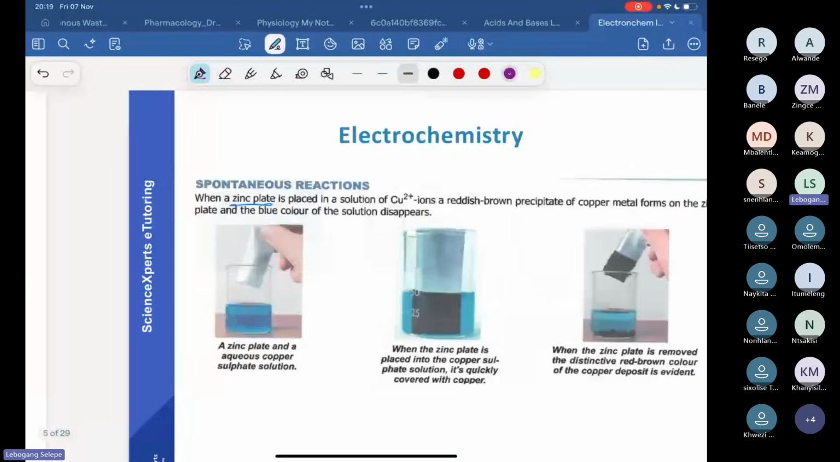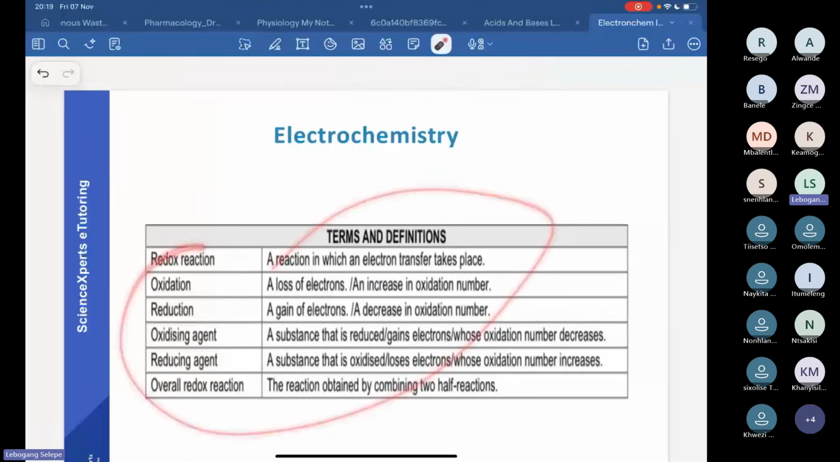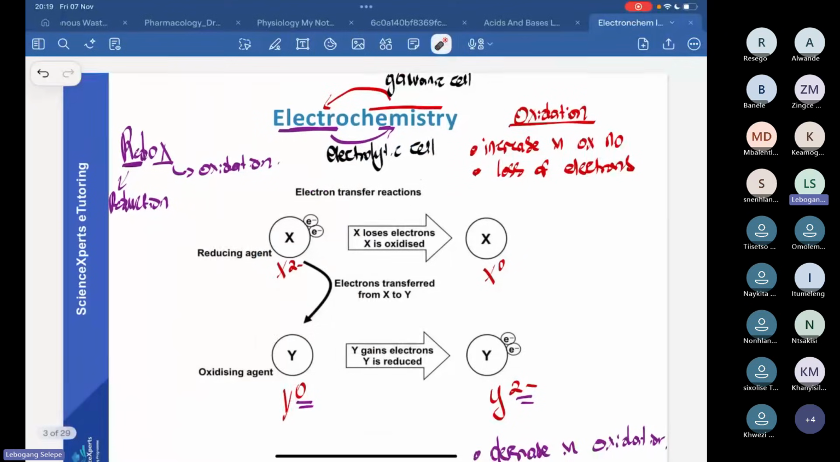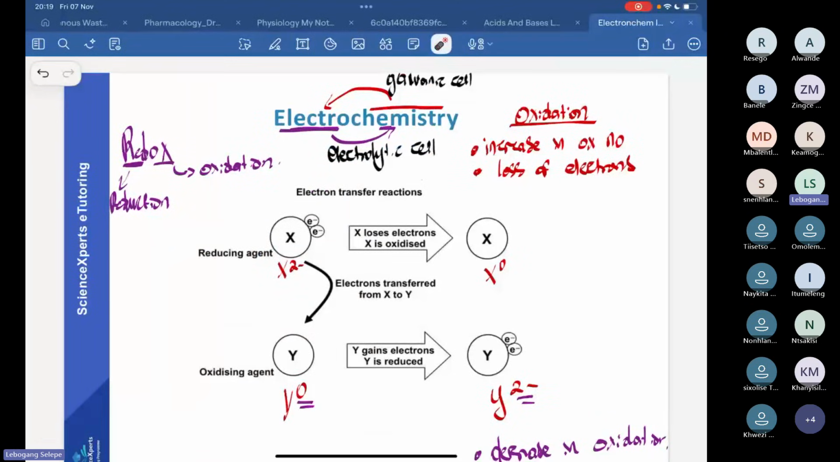Now, these are the important terms and definitions you need to know. I think we already spoke about them, but we haven't spoken about agents. A substance that has been oxidized, we call it a reducing agent. Remember, when you are an agent, you are an agent to something else. So this reducing agent is not reducing itself, it's reducing another substance. For you to reduce another substance, you must give that substance electrons so that it can be reduced. So you reduce that other substance by giving it electrons.